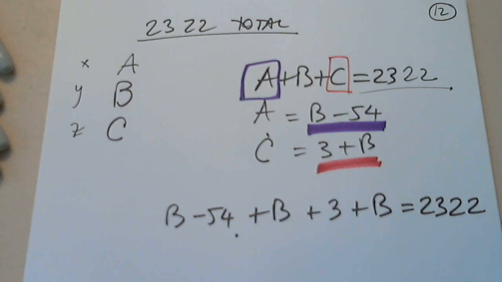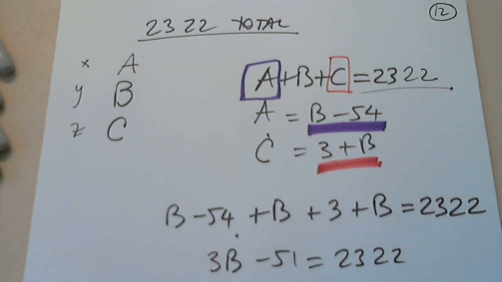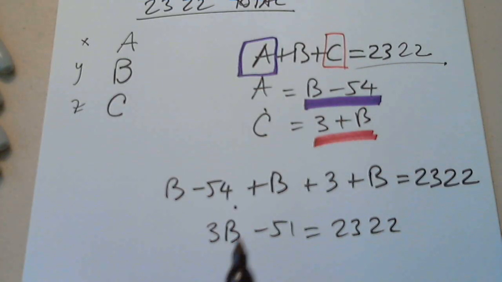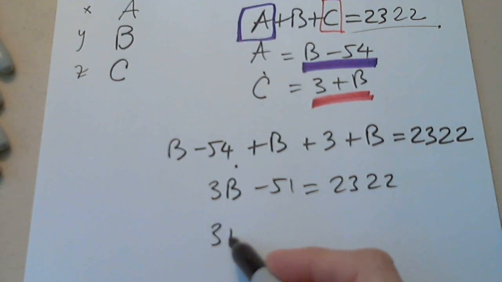The question was, the answer to B, correct? We want to determine B, A, and C and check the answer. Well, for B, I got 791, is that correct? I don't know, we haven't solved the problem yet. So B plus B plus B is 3B. Negative 54 plus 3 is negative 51. So first I combine like terms. And now we have to add 51.